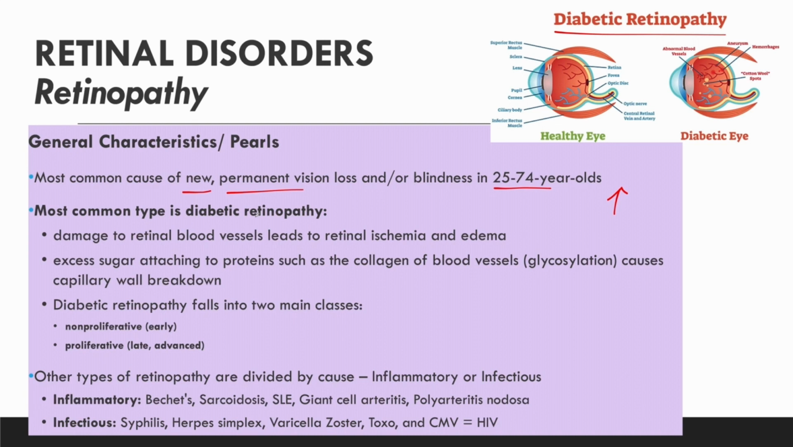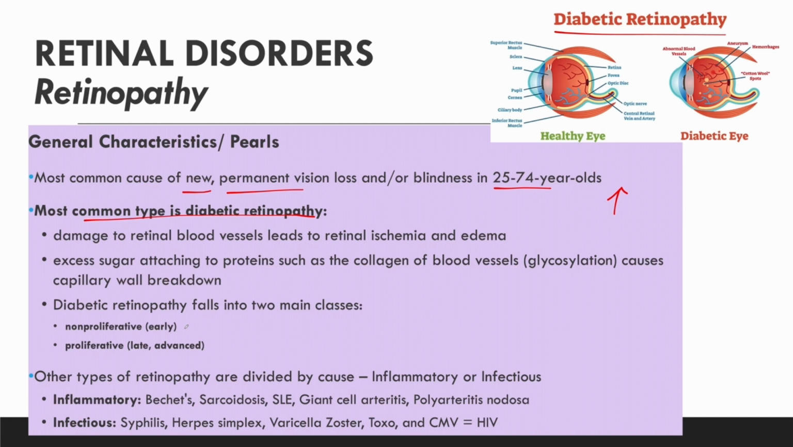What happens? I mean, we know what diabetes does. It damages the entire body, and the eye is not spared. So you get damage to the blood vessels with that hyperglycemia. It leads to different areas of ischemia and edema, excuse me. And the excess sugar causes capillary wall breakdowns. You get a lot of leakiness within there. And then when those capillaries break down, the body thinks we need to create more new blood vessels, neovascularization. And then in the late stages, you start developing a lot of new leaky vessels and it becomes kind of a mess.